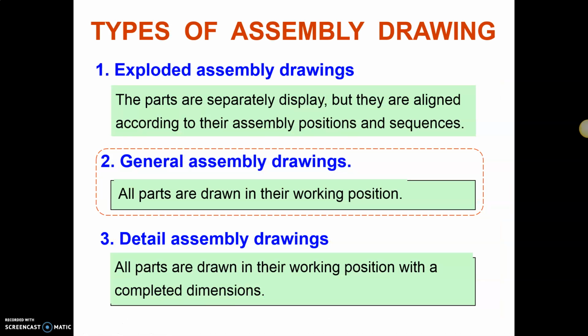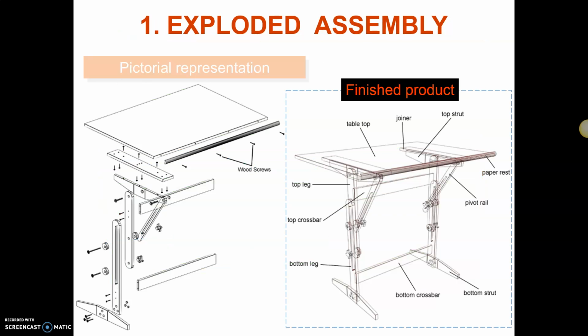Okay, now we move to the assembly drawing. In terms of assembly drawing, it can be divided into three: exploded, general, or detailed assembly drawing. In the exploded assembly drawing, all parts are separately displayed, but they are aligned according to the assembly position and sequence. And this is an example of the exploded assembly.